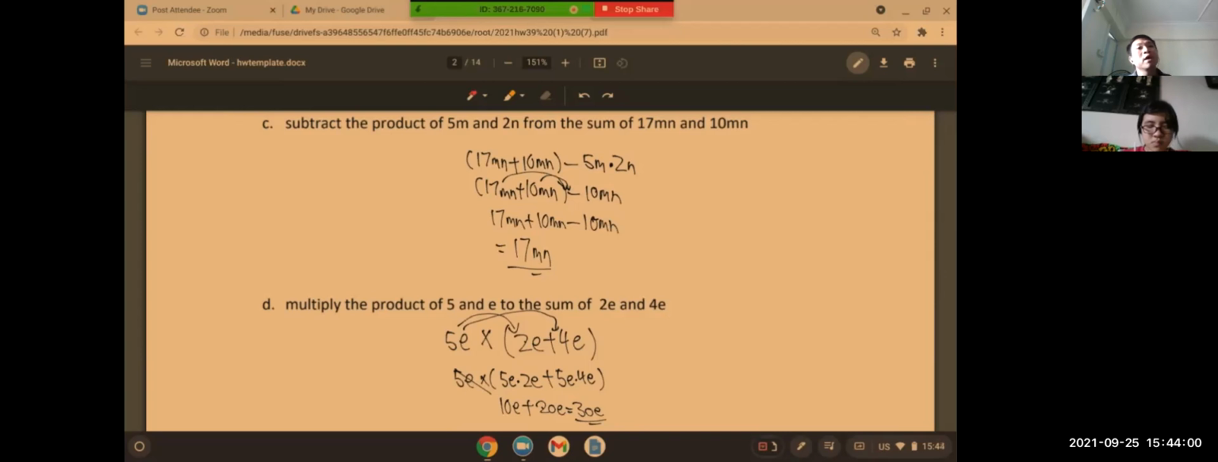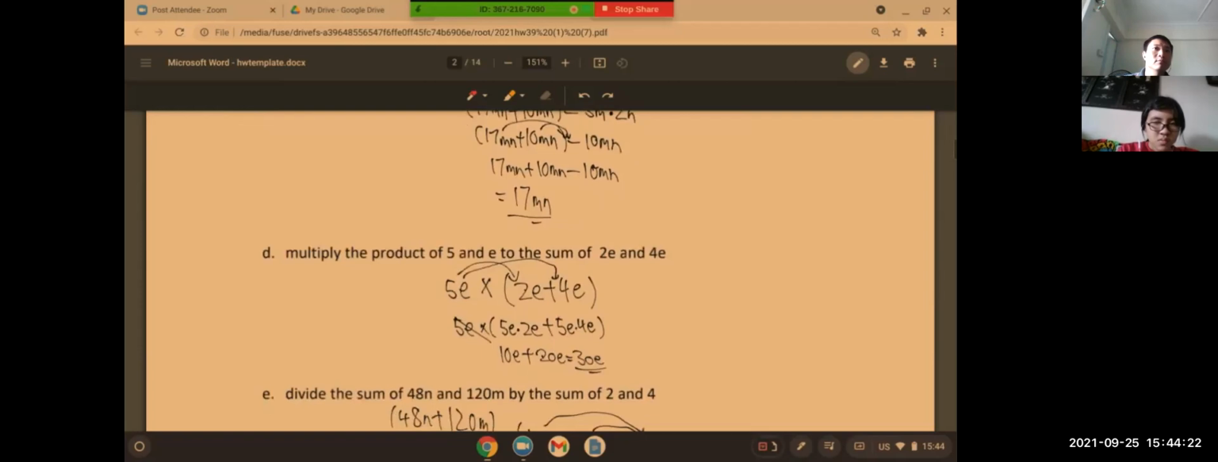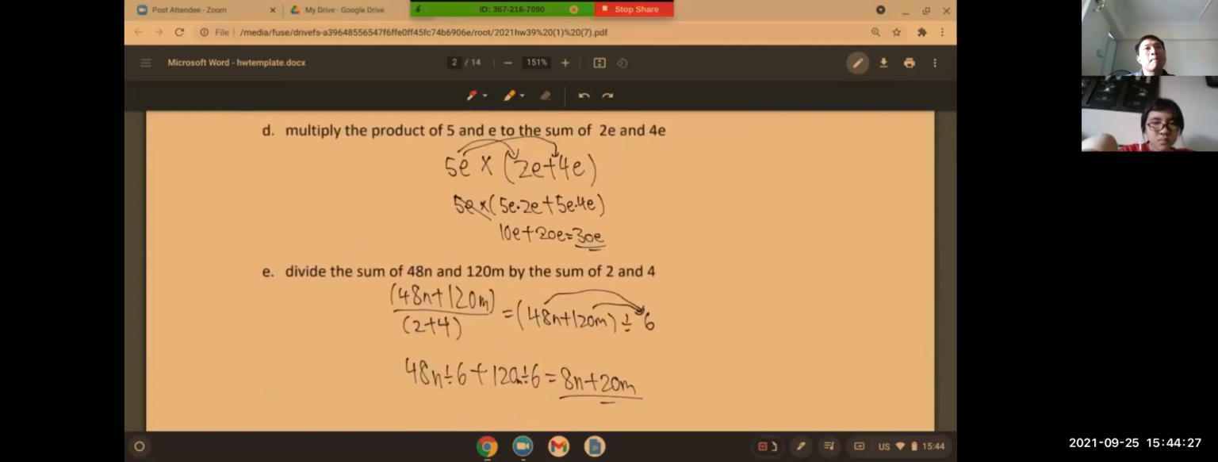Okay, good. Next, multiply the product of 5 and E to the sum of 2E and 4E. Very good. You multiply, go in, go in. Okay, good. Can you circle the 5E times 2E? Yep. Can you move up a little bit so that we have more space? Just move up because we don't need the 17mn already. Circle the 5E times 2E.